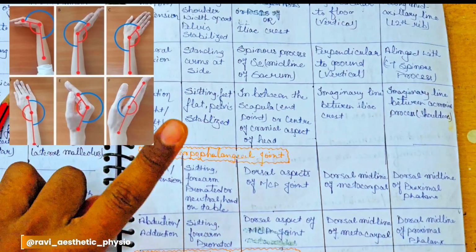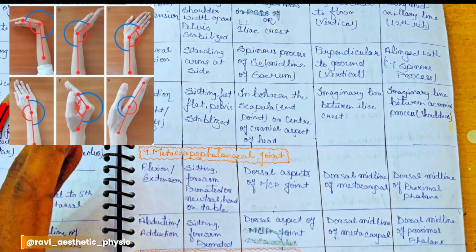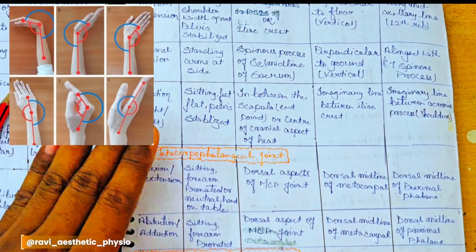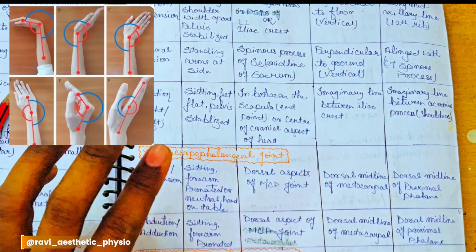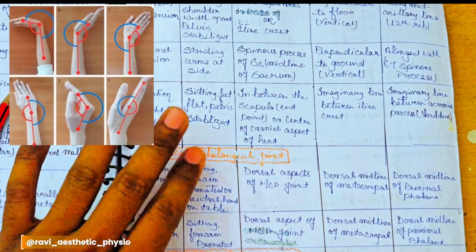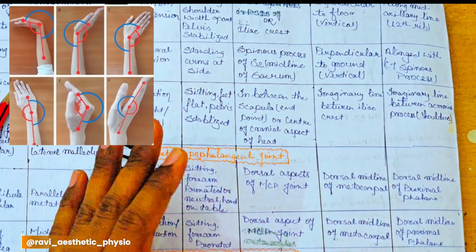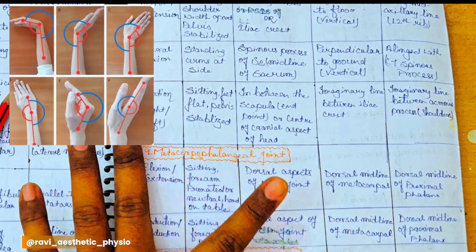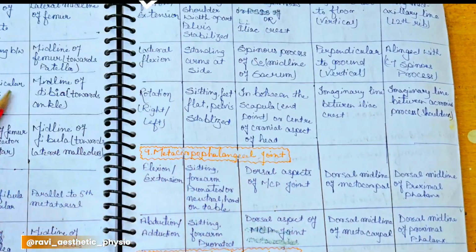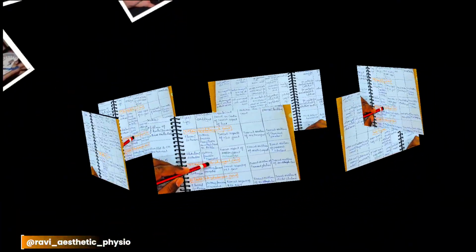Next is adduction and abduction. Patient position is to be sitting with the hand pronated. Next, the fulcrum is placed over the dorsal aspect of the metacarpophalangeal joint, like here. And stationary arm is to be the midline of the metacarpal, which is here. And movable arm moves with the midline of the proximal phalanx. So like the proximal phalanx, you can check the range. It's like that.